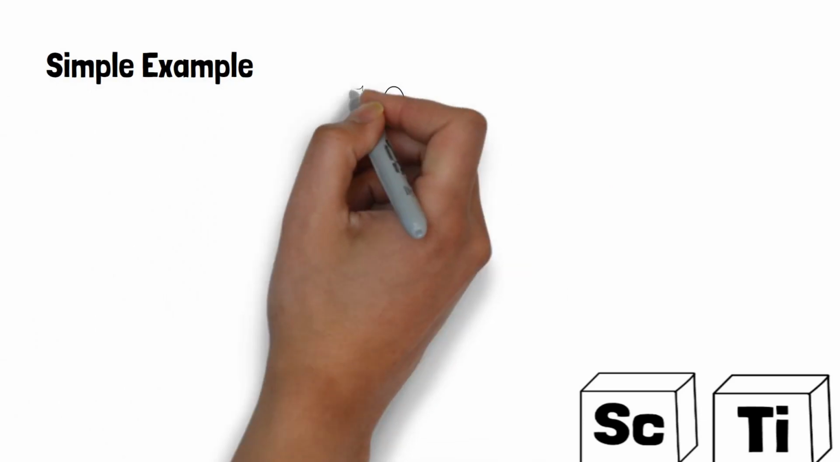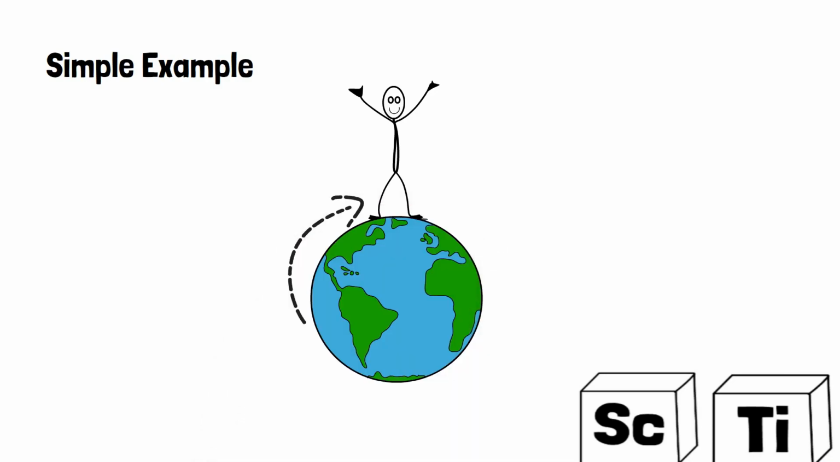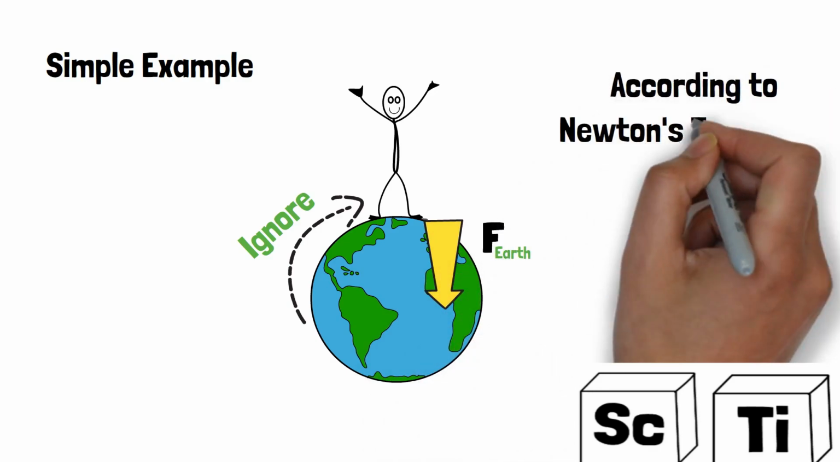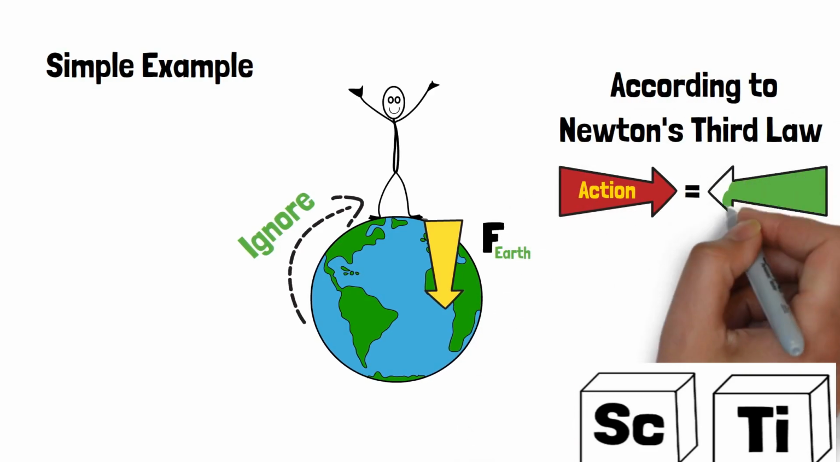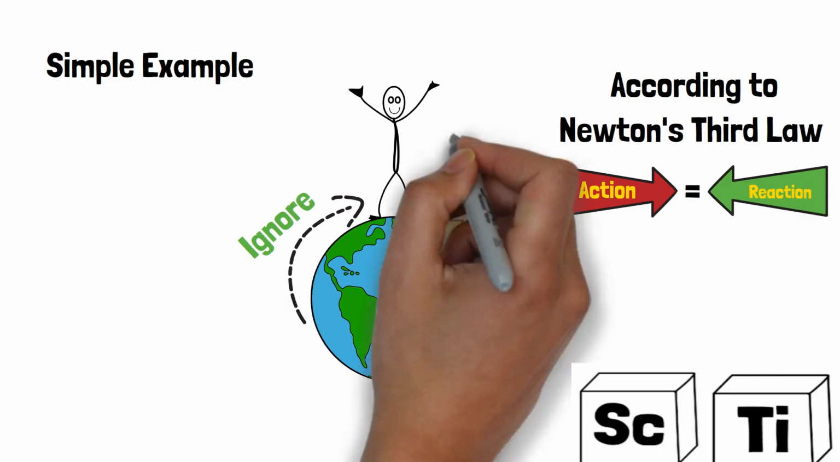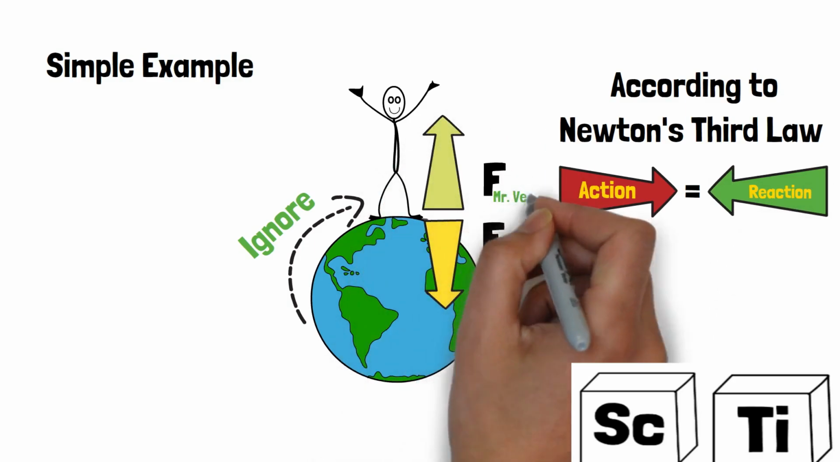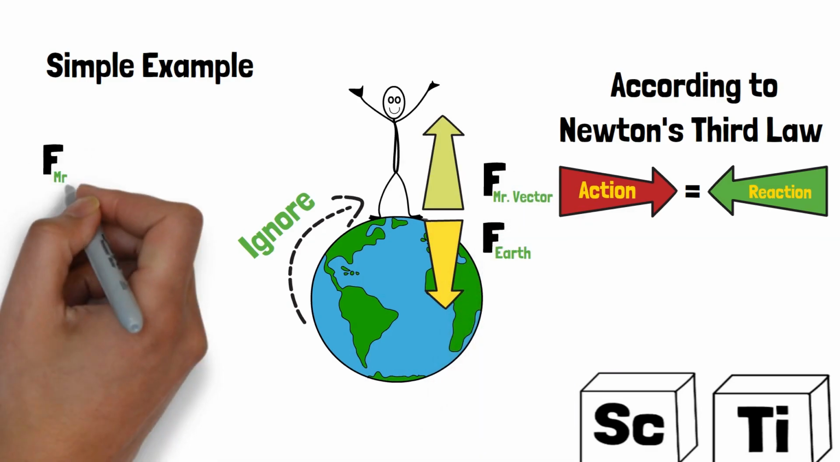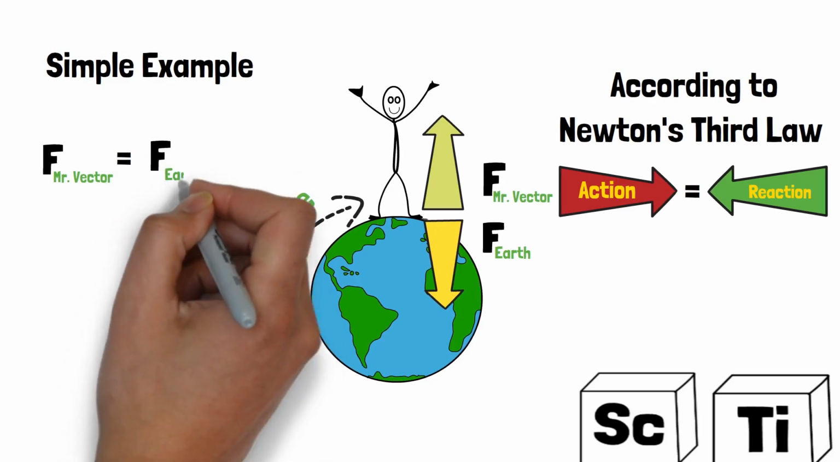Now let's understand it using a simple example. Let's say Mr. Vector is standing on Earth's north pole. For simplicity, let's neglect the variation of weight with latitudes. So the Earth is pulling on Mr. Vector with some force. Let's name this F Earth. But according to Newton's third law, every action has an equal and opposite reaction. Therefore, we can say that Mr. Vector, being very small compared to Earth, exerts some force on Earth which is exactly equal to the force applied by Earth on Mr. Vector.